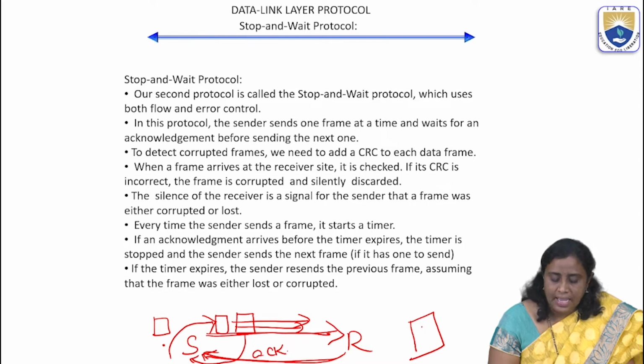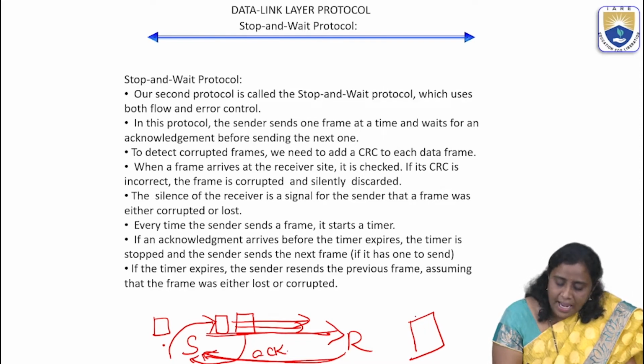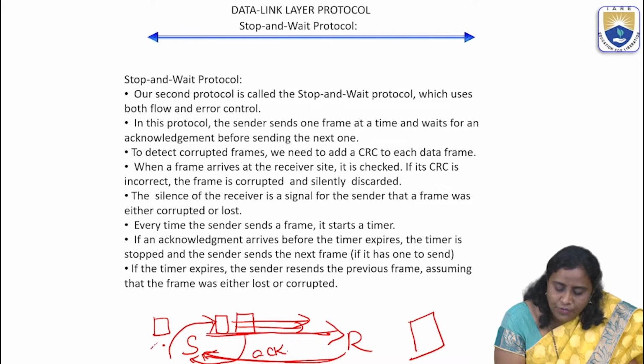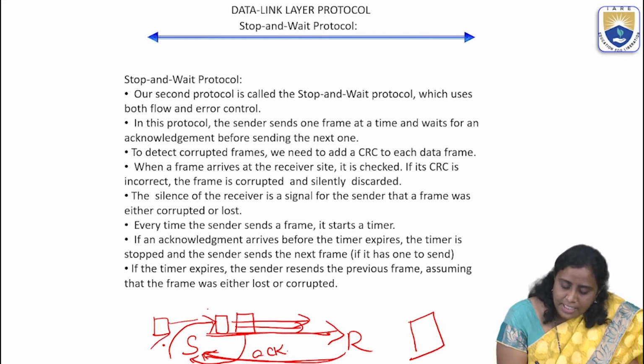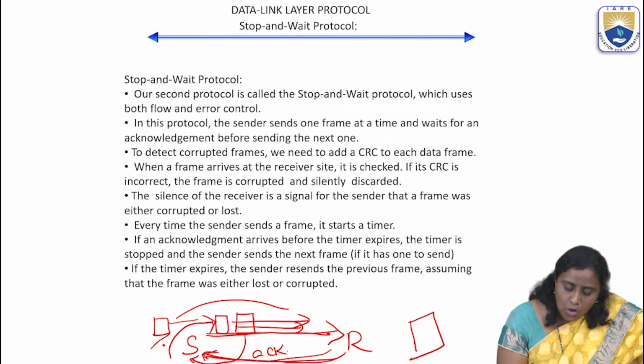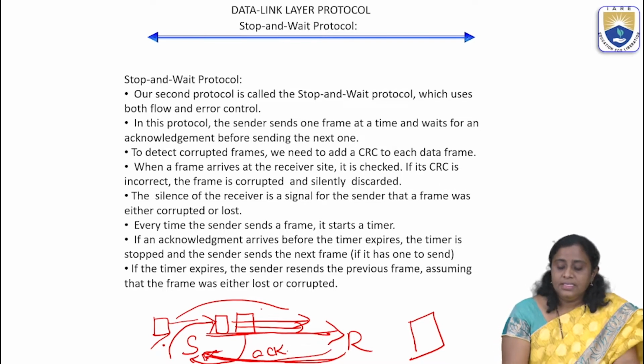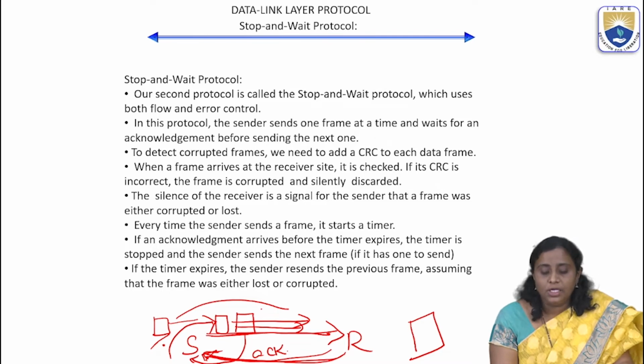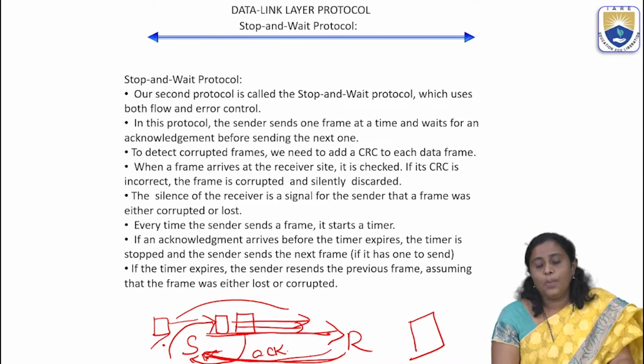If you set the timer, if an acknowledgement arrives before the time expires, the timer is stopped and the sender sends the next frame, if it has one to send. Or if the timer expires, the sender resends the previous frame, that means the first frame, assuming that the frame was either lost or corrupted. This is the main concept which should be included under the stop and wait protocol.